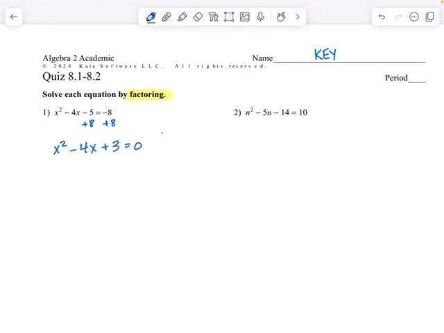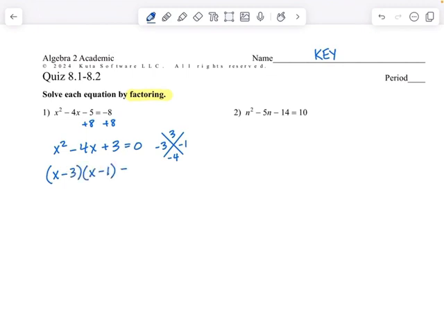Now that it is set equal to 0, I'm going to factor the left-hand side. I need two numbers that multiply to 3 and add to negative 4, and those two numbers are negative 3 and negative 1, and I'm going to use those numbers to write the left-hand side now into factored form.